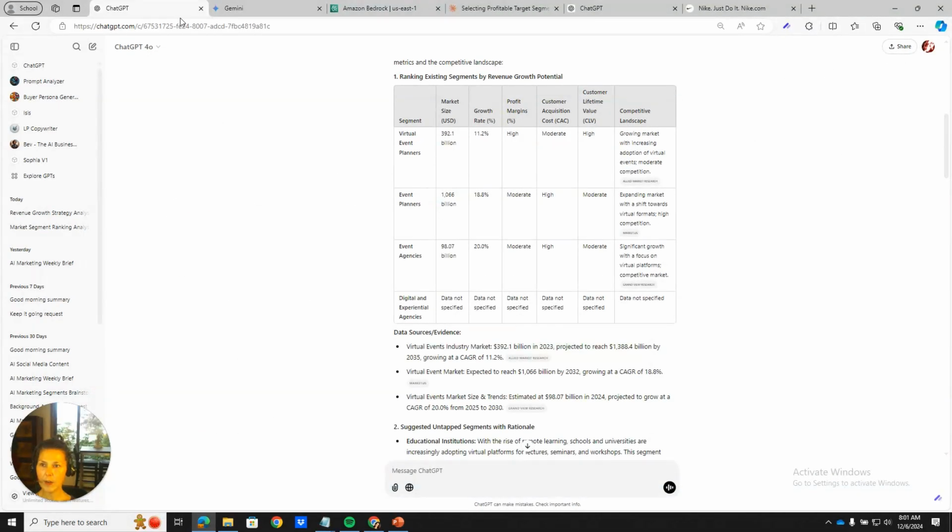And I've tested this in 3 different large language models here, starting with ChatGPT. I typically do start with ChatGPT first. I will also say that all of my accounts are the pro version because I want access to the latest and greatest, the very best model that is out there. Okay. So this was the ranking that ChatGPT 4o gave me. Virtual event planners being number 1.